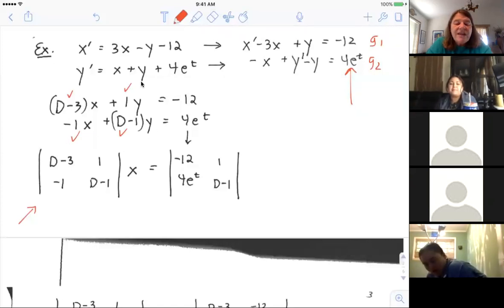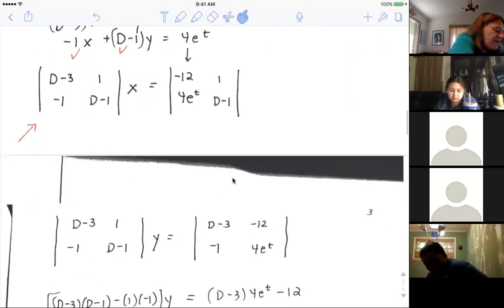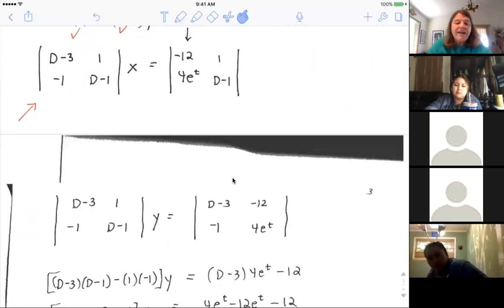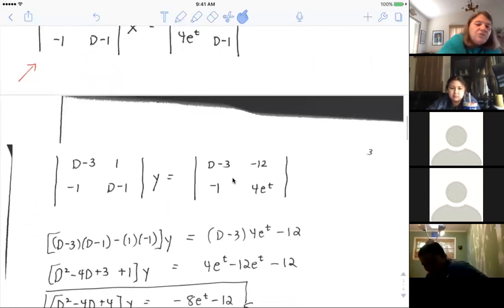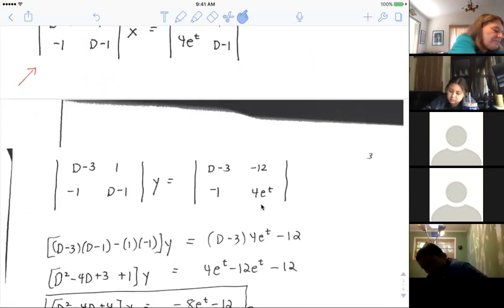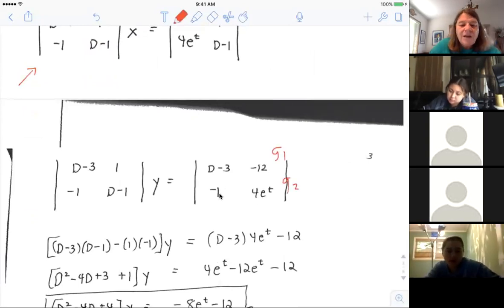So we're gonna take a determinant here: D minus 3, 1, minus 1, D minus 1. And when we're doing x, we're gonna drop this into that x column right there, and we're gonna leave the y column the same. So that's actually pretty nice, because when I do the y, I'll show you what happens. I have the same determinant, but I drop the G1 and G2 into the second column, which is the y column. So G1 and G2, and leave the first column the same.